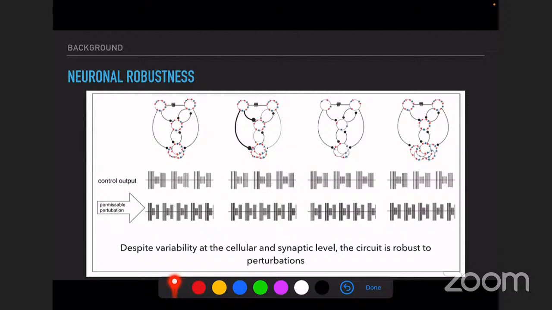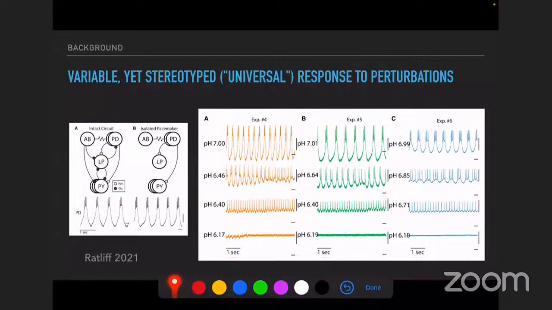So what happens beyond these critical points where the system behavior crashes, where the nominal behavior doesn't appear anymore? Let's take pH perturbation. What Jacob did was to isolate the ABPD STG pacemaker. In isolation, this pacemaker basically does the same as when the full STG is intact. With this isolated pacemaker, he started to decrease the pH of the saline solution in which he was keeping the circuit. So he's increasing acidity. And from these experiments, we can see two almost contradictory observations. First of all, there is a critical value of the pH of the saline solution at which the nominal behavior crashes.